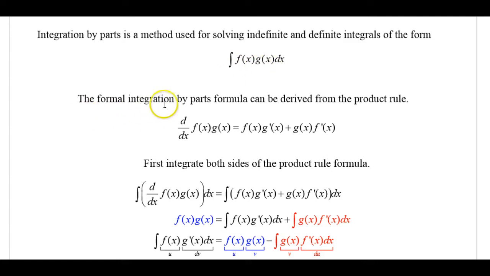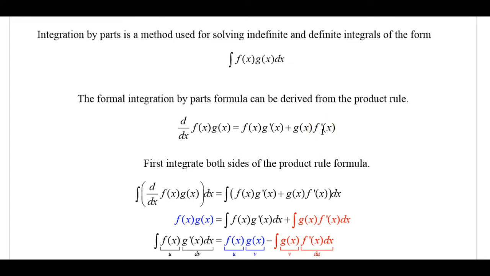The formula for integration by parts can be derived from the product rule for derivatives. The product rule is given right here in the center. The derivative of f of x times g of x is f of x g prime of x plus g of x f prime of x.